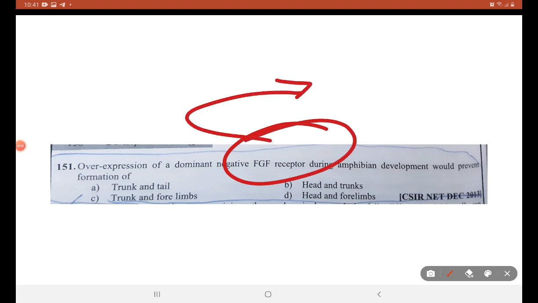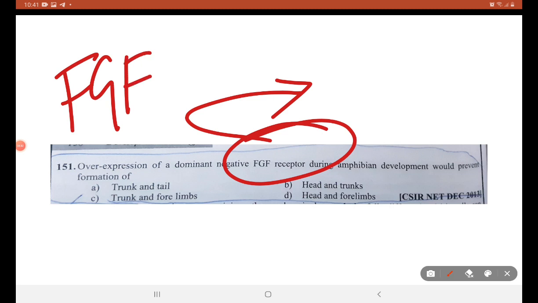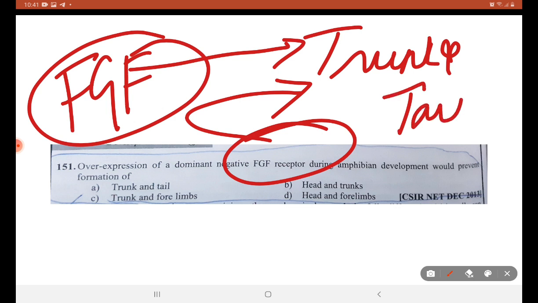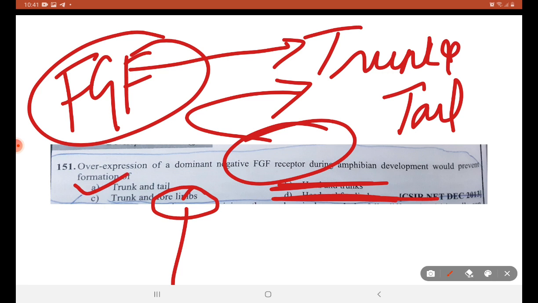FGF receptor. FGF is mostly involved in the formation of trunk and tail. It has nothing to do with the head. So C and D is wrong. Not only forelimb but also hind limb. So A is the right answer.